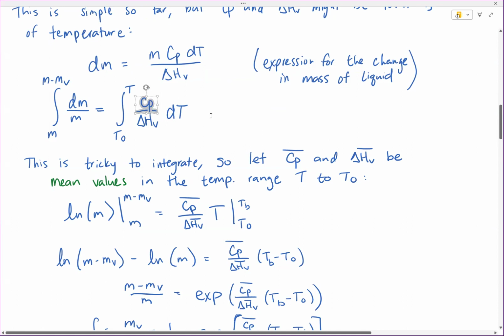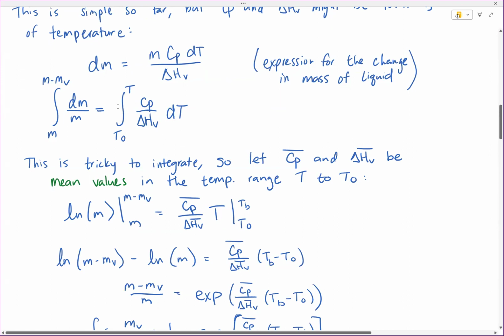So one way to accomplish this integral is to take the mean value in the temperature range and then treat it as constant. That's somewhat of an approximation that may be acceptable. Just for example, let's say the enthalpy of vaporization was 40 at T boiling, which may be 100, and I don't know, 60 at T naught. It would be 50, the average value. So you have to know the value of the enthalpy of vaporization at two temperatures, and then you take the average.